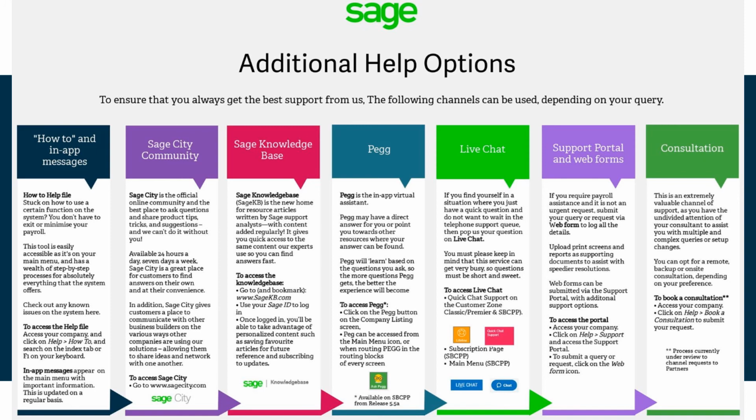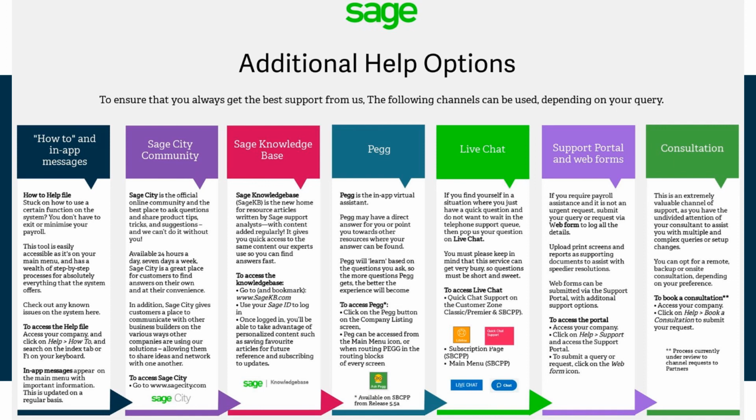Please check that the in-product information was activated on the Company Miscellaneous tab 3. Sage City is our official online community for all our customers, colleagues and business partners. We also post important information, trending issues, share ideas, or you can post a question. Knowledge Base is the new home for our resource articles written by our Sage support analysts. You can access the Knowledge Base by going to www.sagekb.com.